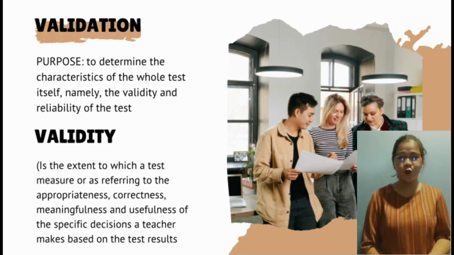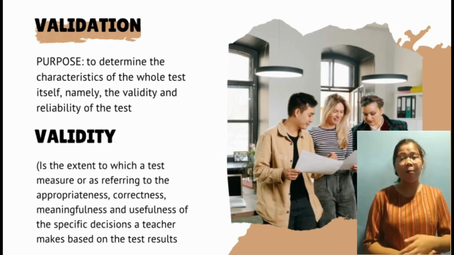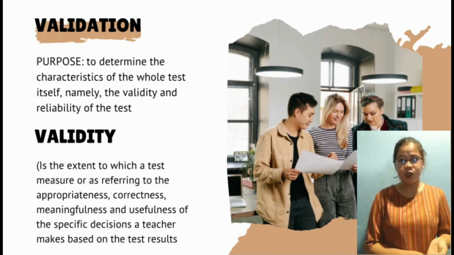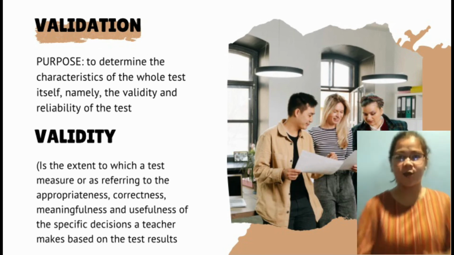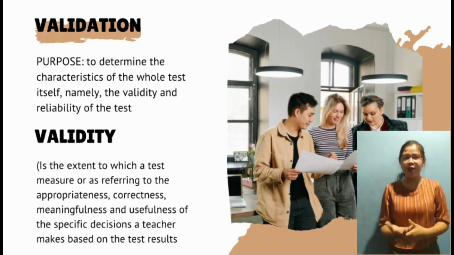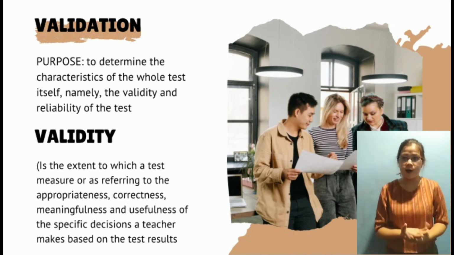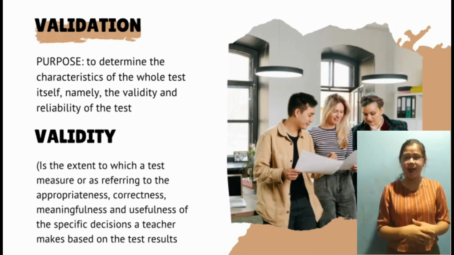Validity is the extent to which a test measures what it is referring to: the appropriateness, correctness, meaningfulness, and usefulness of the specific decision a teacher makes based on the test result. So validity also refers to the appropriateness, correctness, and usefulness of the specific decision a teacher makes based on the test. When we say validation, it talks about the process of collecting validity evidence. And the validity is the result of validation.